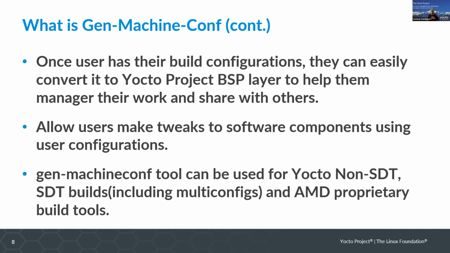Next slide. Right. So once the user has their build configuration, they can easily convert it to a Yocto project BSP layer to help them manage their work and share with others using the ESDK concept. Users are also allowed to make tweaks to the software components using the user configuration. For example, a user may want to select a different UART configuration for the first stage bootloaders, U-boot, or Linux, etc. So basically this tool can be used for both Yocto project non-SDT builds, SDT builds, and the AMD proprietary builds.